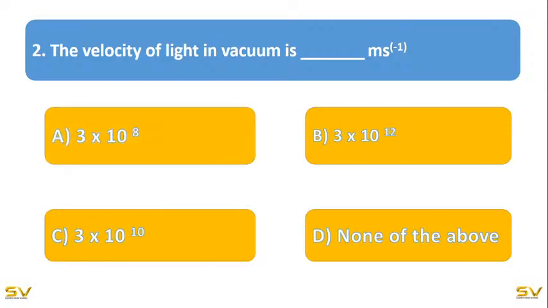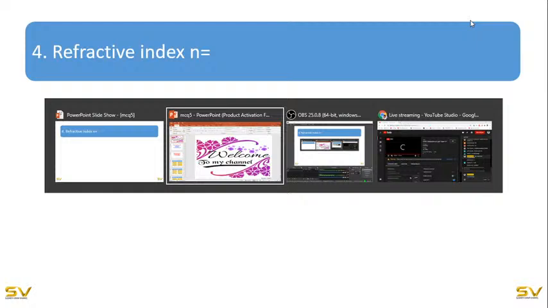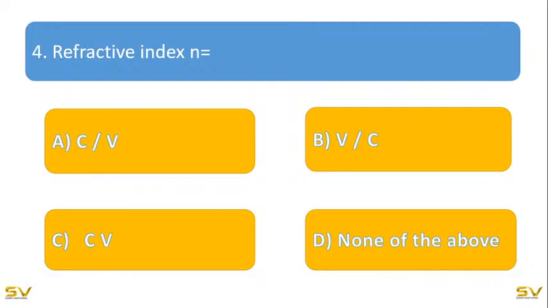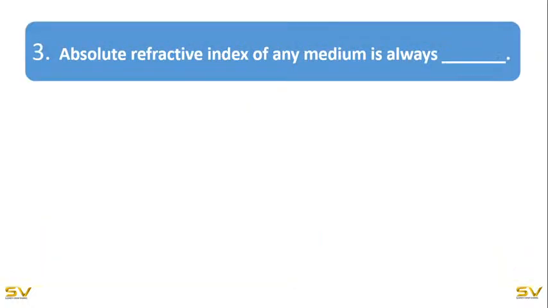Now coming to the next question, it's the fourth one. The refractive index n is equal to, sorry, that was for the third one, and now it's on the fourth. Refractive index n is equal to, and your options are A, C by V, B, V by C, and C, CV, D, none of the above. Yes, the third one, wait, I'm going for the third one. So this is the third one.